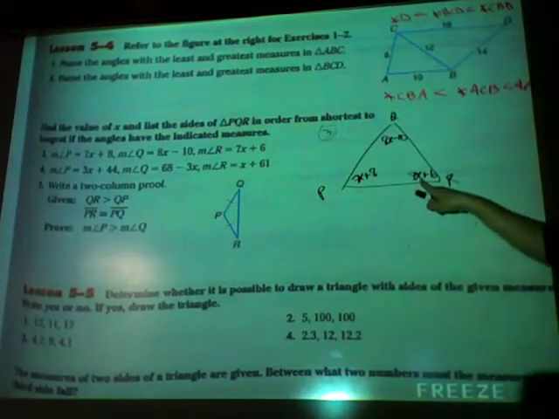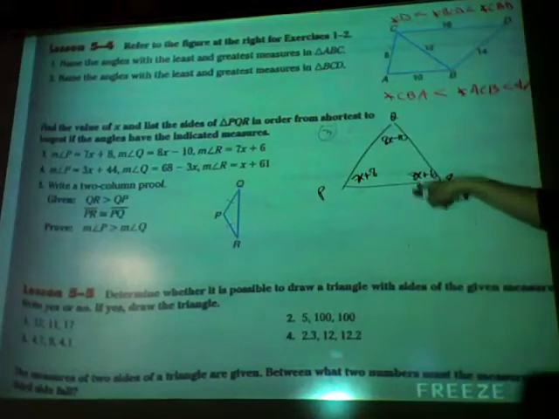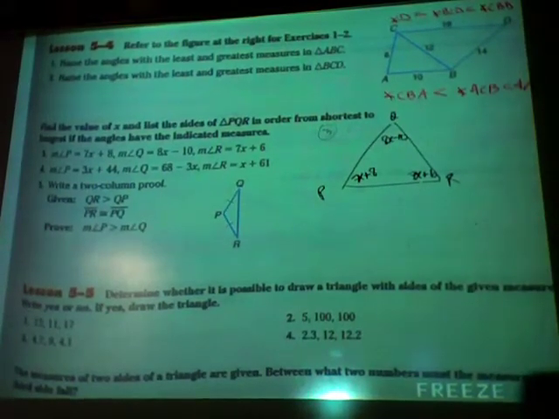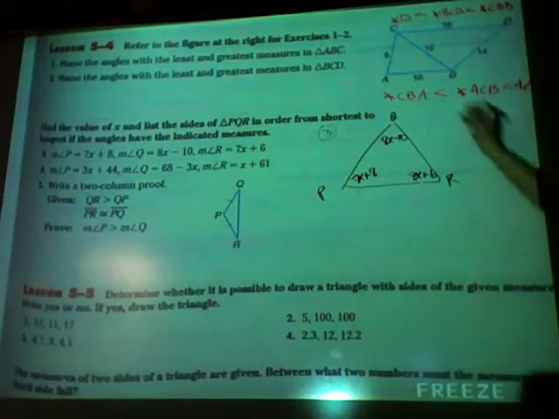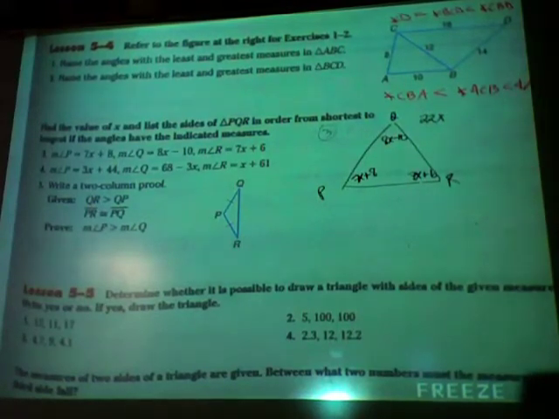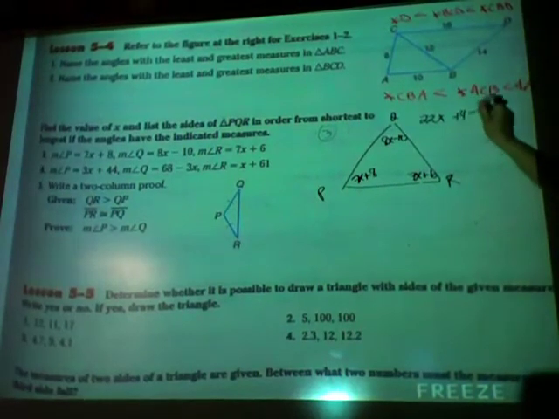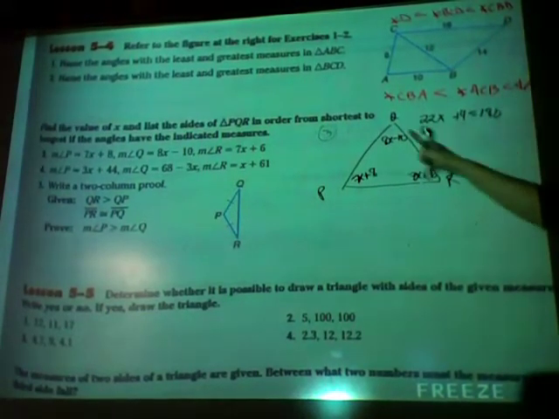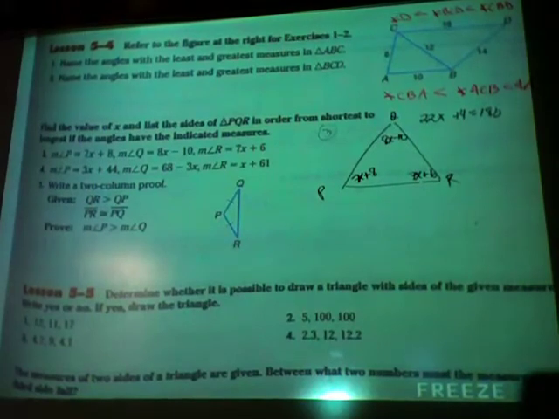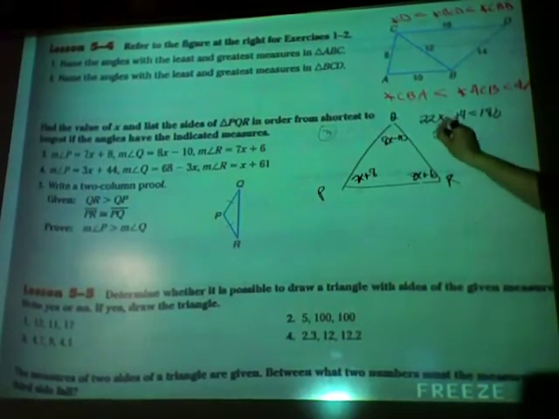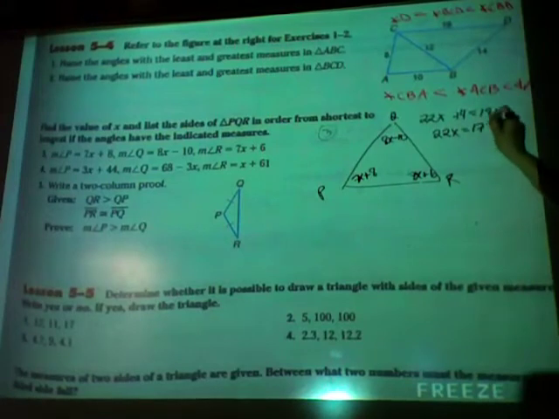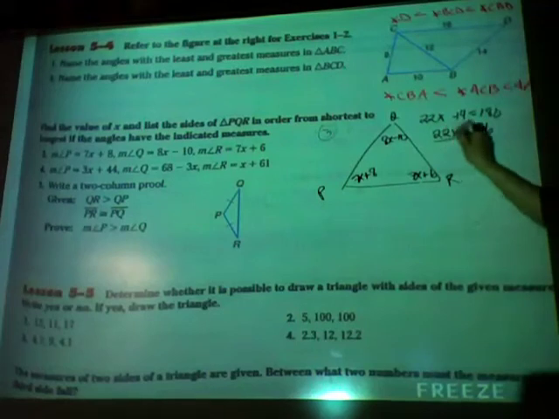So 7x plus 7x is 14x. What's 14x plus 8? 22x. And then 8 and 6 is 14. What's 14 minus 10? So plus 4 equals 180. So this is all of these added together. Subtract 4 from both sides. And then divide by 22. Does 22 go in there evenly?